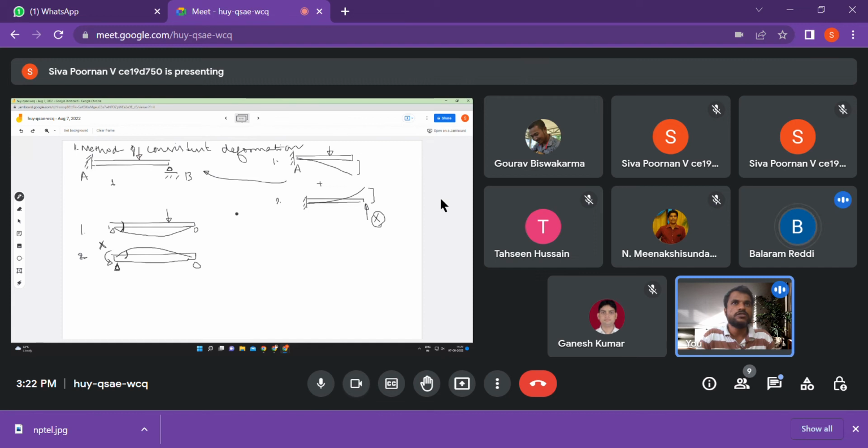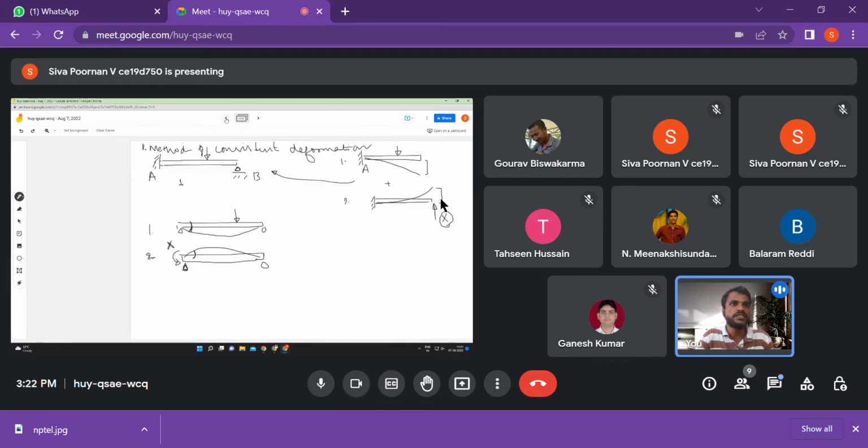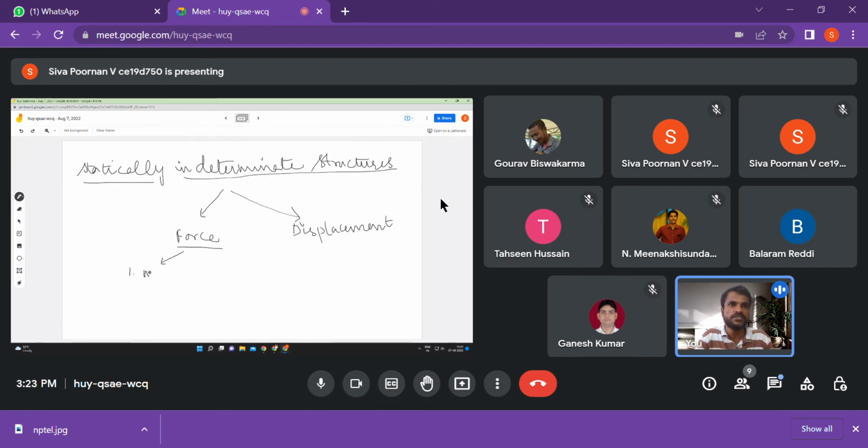Okay, so this is one simple example of the method of consistent deformation. So in force methods, the first well-known method is the method of consistent deformation. Any other method in force methods? Three moment equation. Yes, three moment equation.